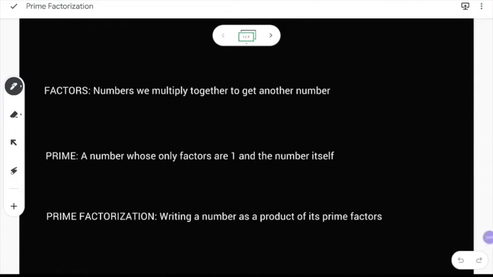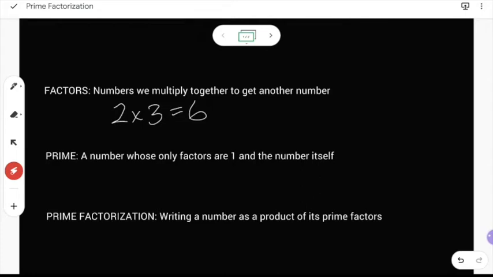Alright, so in this video I'm going to be talking to you about prime factorization. Now it's important to know the background words. When we talk about factors, factors are numbers that we multiply together to get another number. An example of some factors would be 2 times 3 equals 6, and we would refer to both 2 and 3 as factors of that number.